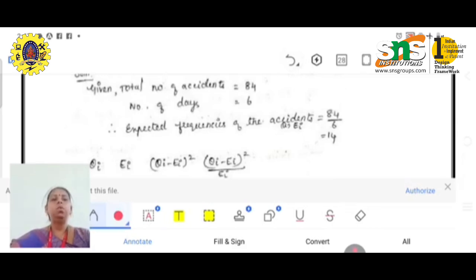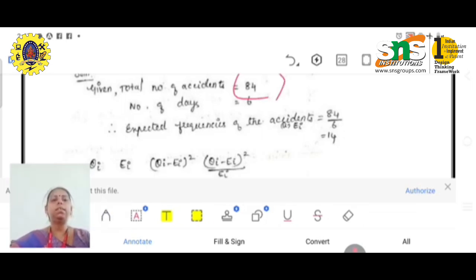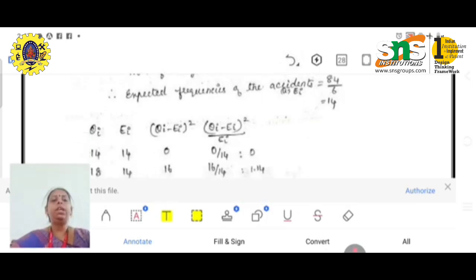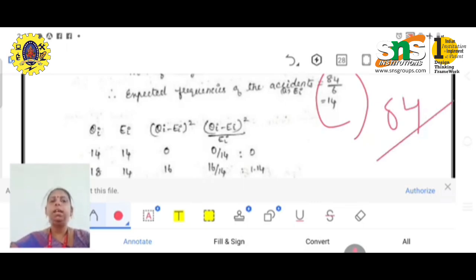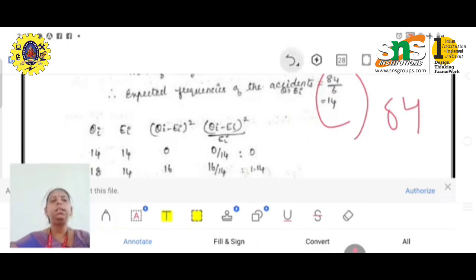So let us see the solution. The total number of accidents, when you add all the values given for the days, is 84. The number of days is 6. So the expected frequency: expected is nothing but the mean. How to calculate the expected frequency? 84 divided by the number of days, which is given in this problem as 6. So we get 84 by 6 as 14. So the expected mean in this problem is 14.